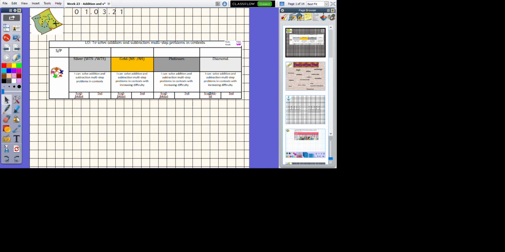Morning Year 5. Today's maths lesson is to solve addition and subtraction multi-step problems in context. So we are going to see a lot of word problems today, and not just a simple one, but there are going to be more than one step, so 2, 3, 4 steps to solving these problems, okay? So from silver to diamond, we are all doing the same thing except that they get increasingly difficult, okay? So you need to challenge yourself today, but you also need to read the questions really carefully.